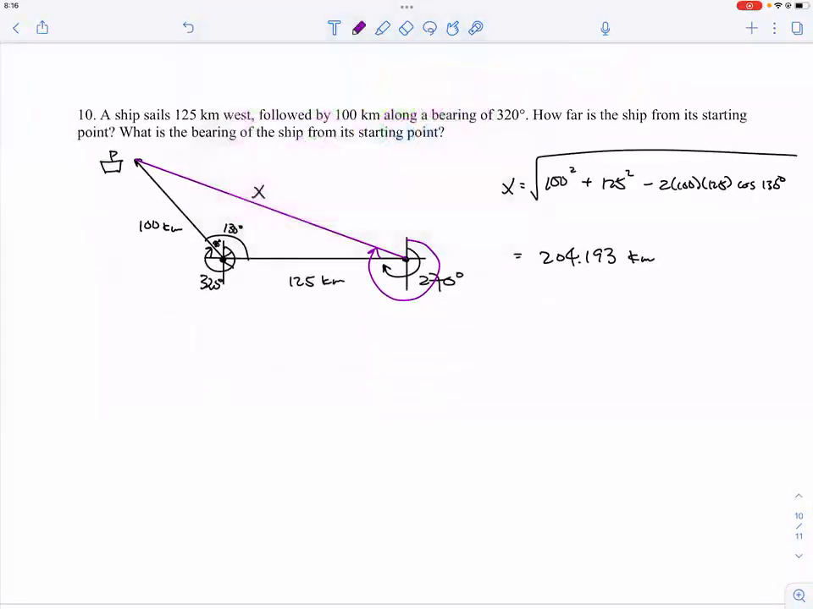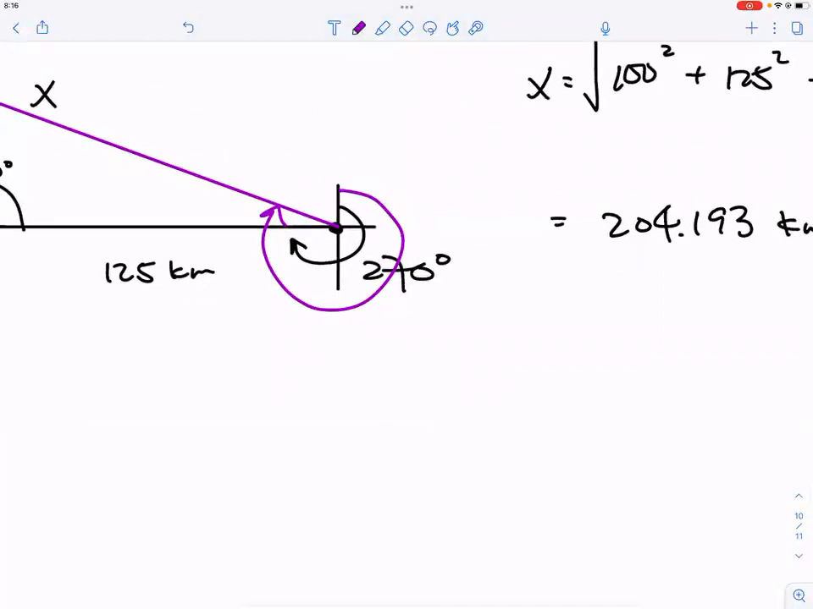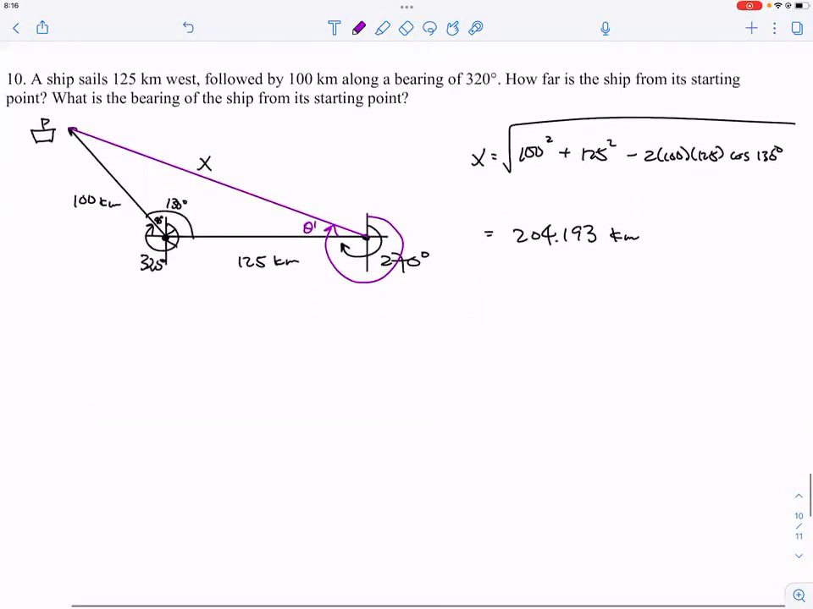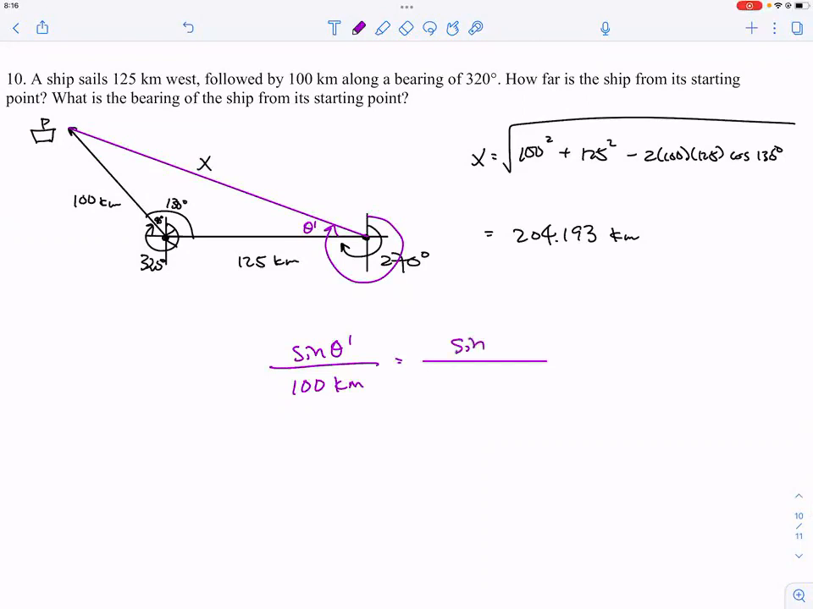Moving on, we need to tell the direction. We know 270 is going west, but it goes a little more towards the north. So we need to find this little angle, which we call theta prime. How do we find it? We use the law of sines: sine of theta prime over 100 kilometers equals sine of 130 degrees over 204.193 kilometers.